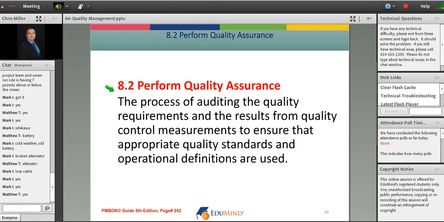8.2, perform quality assurance. The process of auditing the quality requirements and the results from quality control measurements to ensure that appropriate quality standards and operational definitions are used.